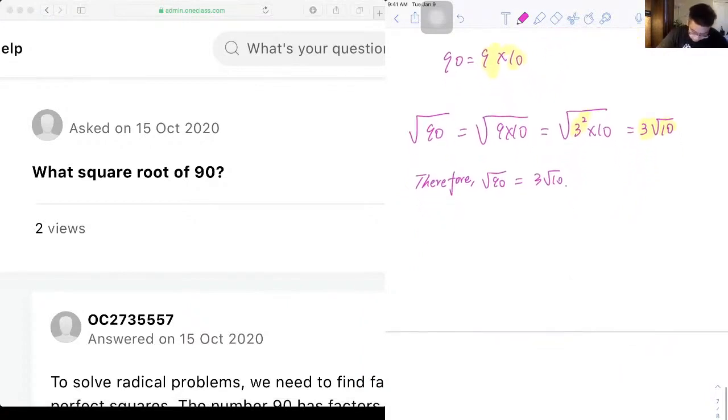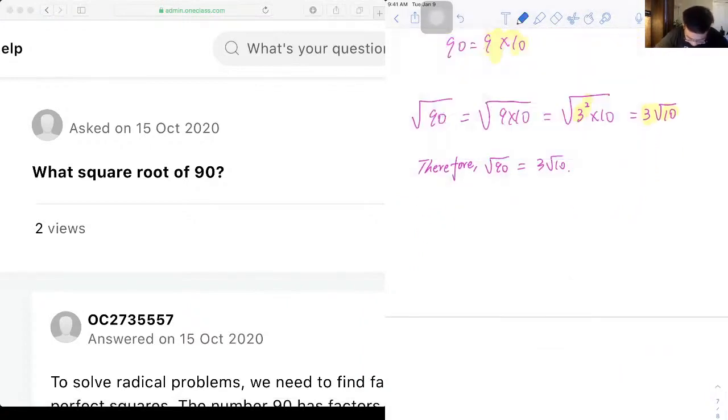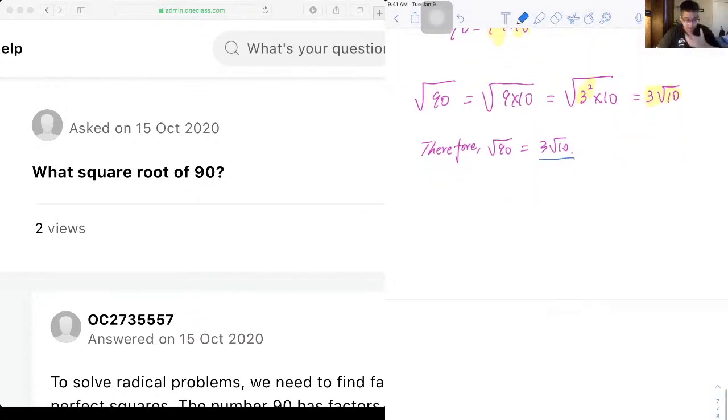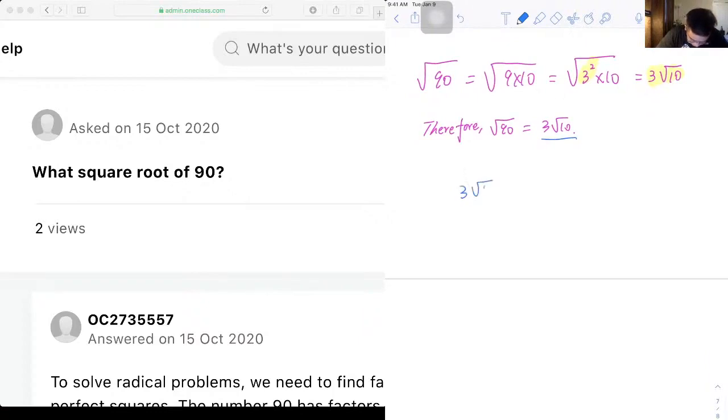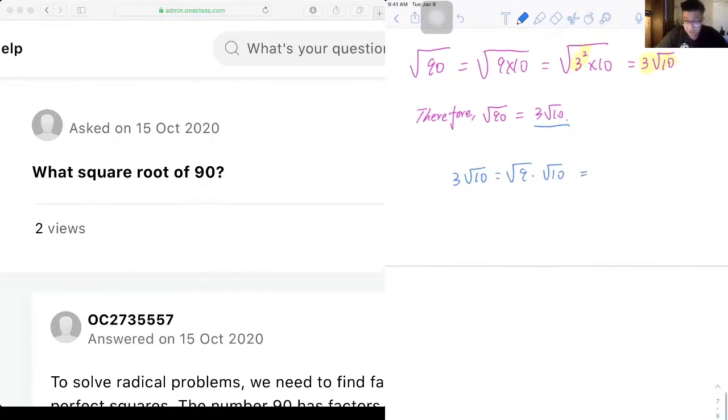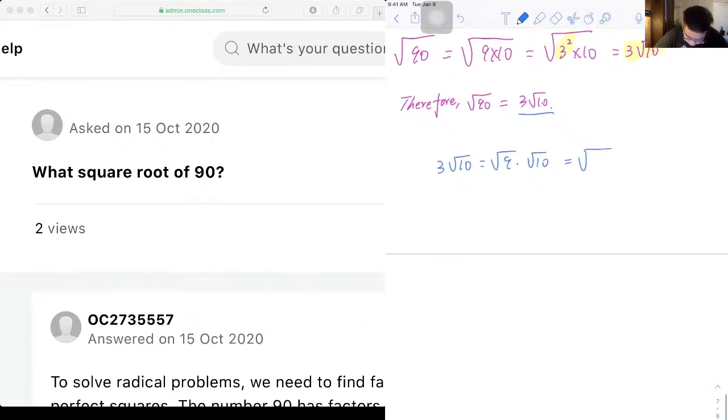And one more thing. After getting the answer of 3 root 10, you can always substitute it back into the square root sign to check if your answer is valid or not. So 3 root 10 is also going to be equal to root 9 times root 10, right? Because they are both under the square root sign, so we can put them together. Which is equal to square root of 9 times 10, which is equal to square root of 90.